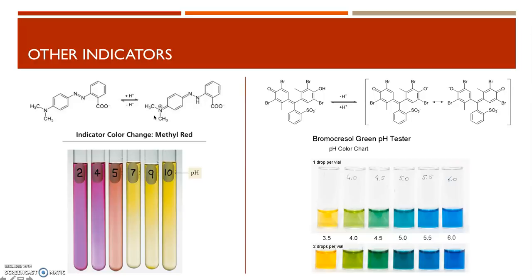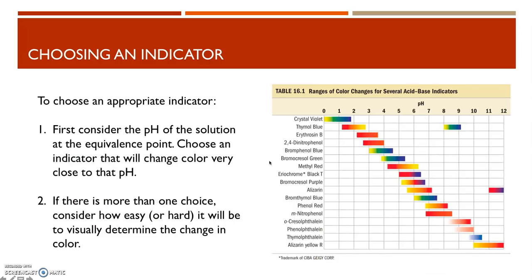So other indicators that you might run across, methyl red, it goes from a nice pink red color to a yellow color across the span of pHs. Bromocresol green is the same. You go from a yellow to a blue, and so you have like a green sort of in the middle. And here's the molecular forms and how they change in acid-base environments.